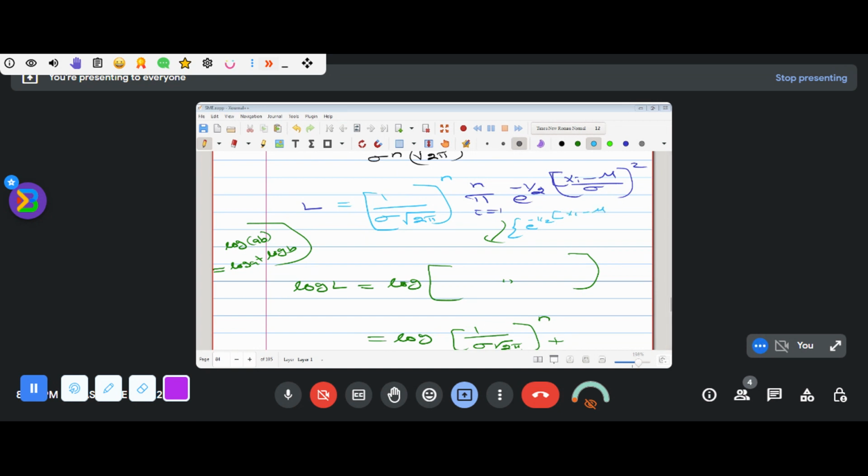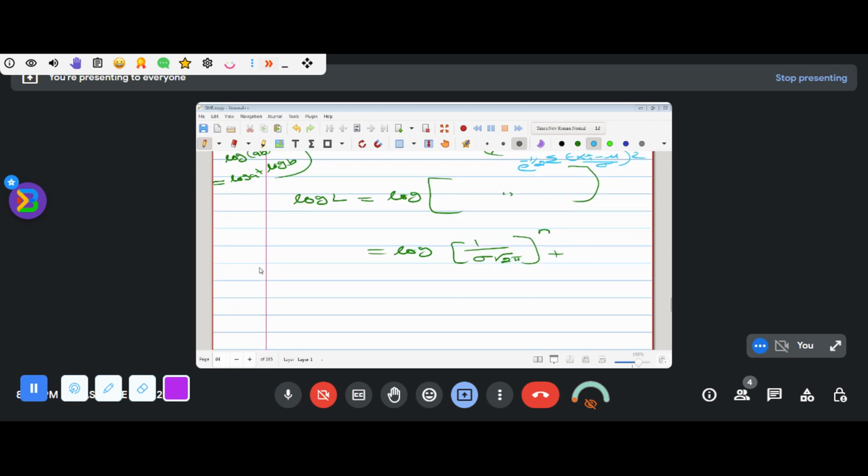(x1 minus mu divided by sigma) the whole square, into e power minus 1 by 2 (x2 minus mu divided by sigma) the whole square, etc. Therefore this result can be written as e power minus 1 by 2 summation (xi minus mu divided by sigma) the whole square. This product can be written as a summation.